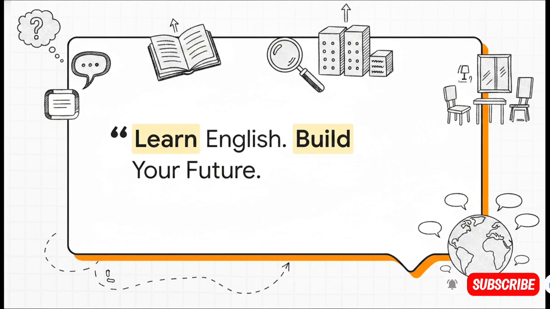Now, before you go, I want to leave you with a quick challenge. Right now, as soon as this is over, just look around the room you're sitting in and try to name 5 nouns you can clearly see. If you keep practicing this every single day, I promise your English is going to improve step by step.